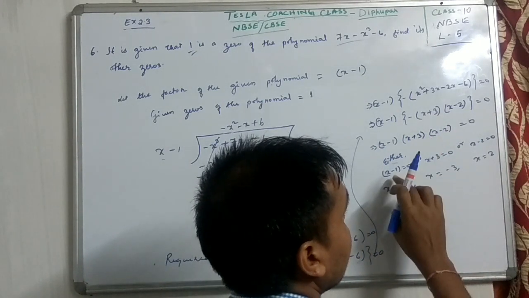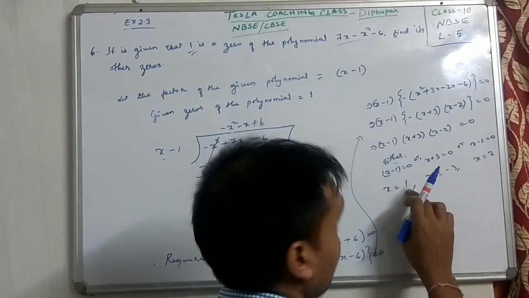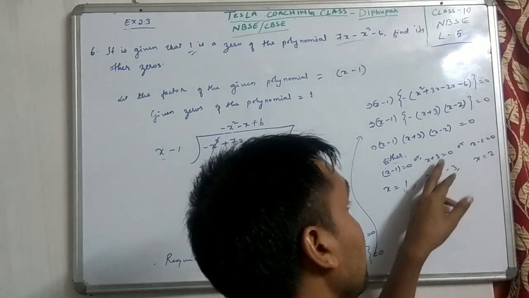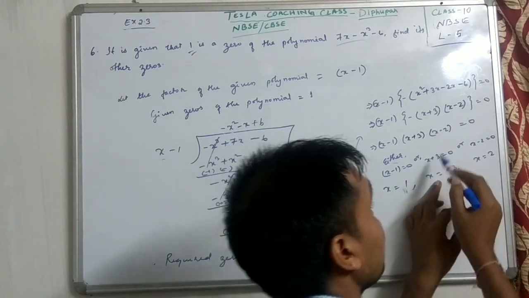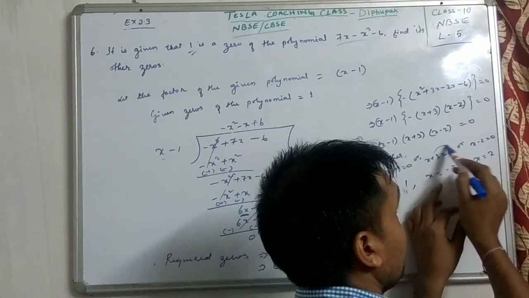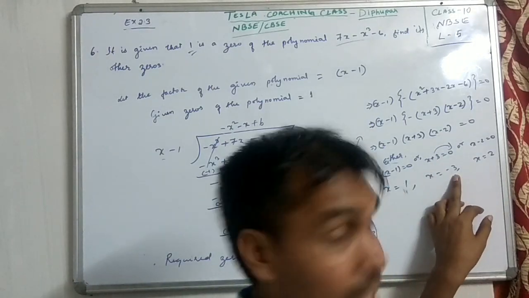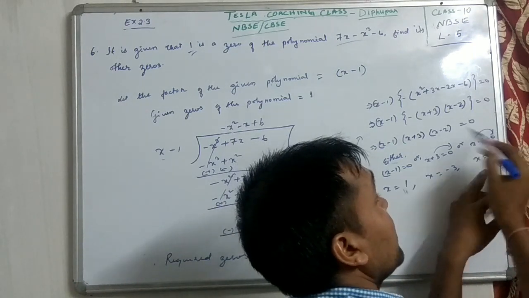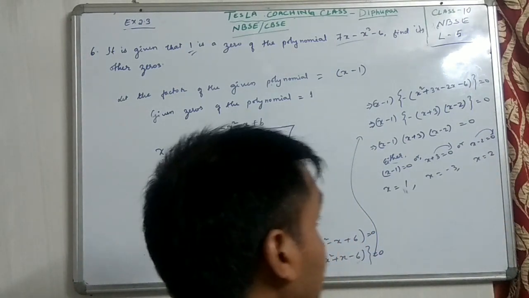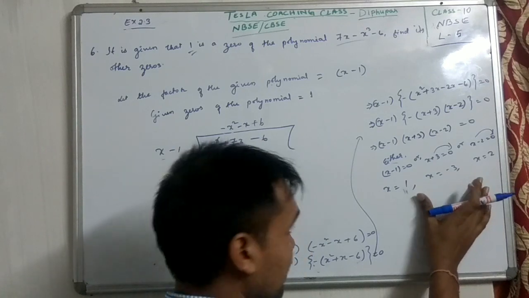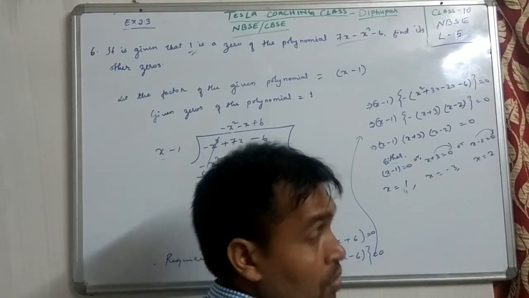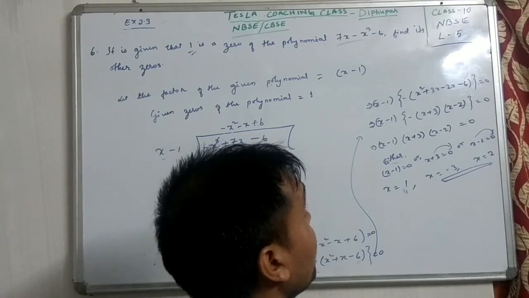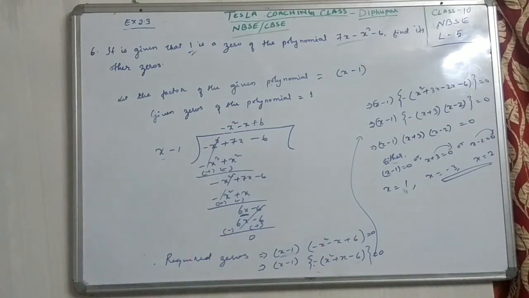Now either x minus 1 equal to 0, that is x equal to 1. That value is already given, but still we are continuing with it. x plus 3 equal to 0. This 3, if I bring it to this side, it will become minus 3. And x minus 2 equal to 0. This minus 2, if I bring it to this side, it will become plus 2. So these two are the required zeros which we are searching for. Okay, now let us switch to the next question.